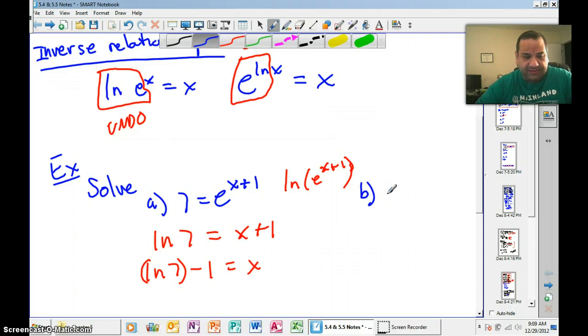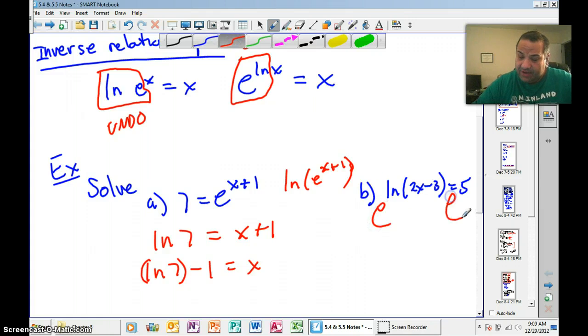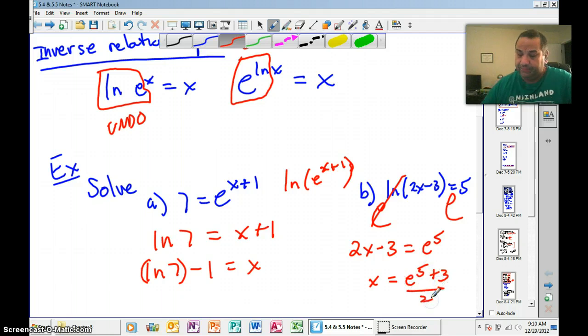So if I tried to solve something like this: natural log of 2x minus 3 equals 5. Instead of taking the natural log of both sides to undo it, I'm going to take it to the power of e on both sides. That'll undo these, and I'll get 2x minus 3. I usually call that e-ing them. That equals e to the 5th. And then x equals, move the 3, e to the 5th plus 3, all divided by 2.